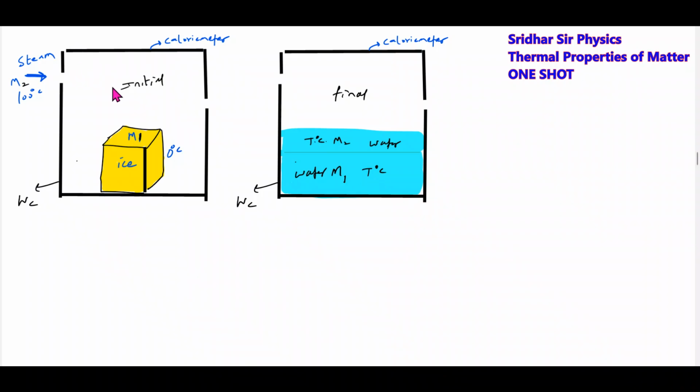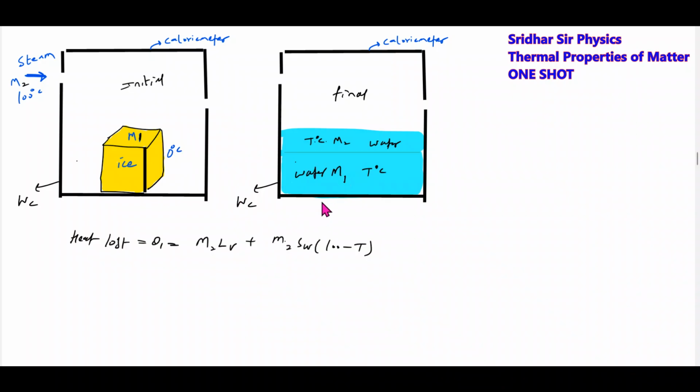The steam will first condense and become water. Then M2 grams of water at 100 will fall to a certain temperature. So the steam will lose heat: Q1 equals M1 into LV. Then all of it becomes water, and again the temperature has to decrease. So this will be M2, the mass of steam is M2, some correction, M2 into the specific heat of water into 100 minus T, the final temperature. This is the mass of the water formed due to condensation of steam. What is the amount of water formed due to melting of ice?